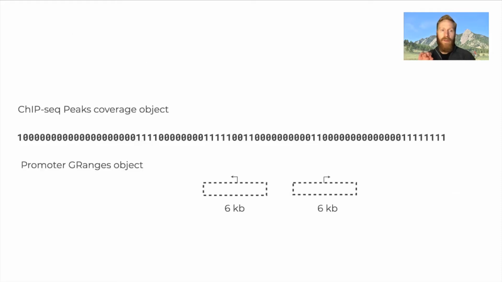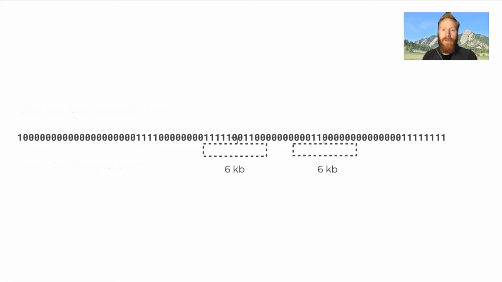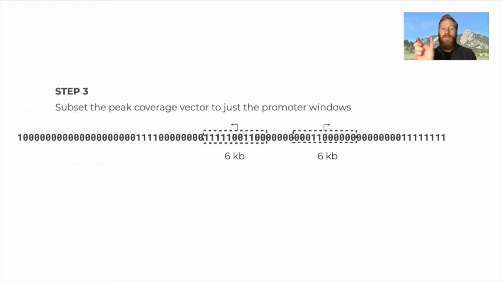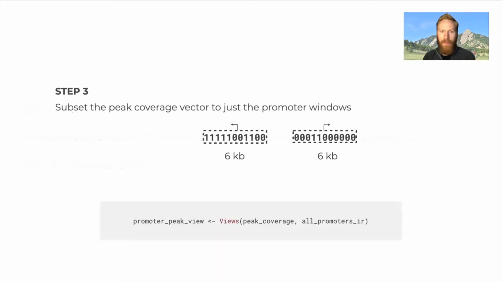Okay, after that, we just have this coverage object and our promoter GRanges object. And the third step is that we'll subset this coverage vector to just the places where it overlaps with the promoter windows. So we end up with just the information corresponding to where this coverage vector overlaps the promoters. And for that, we use a simple command also from GRanges called views.